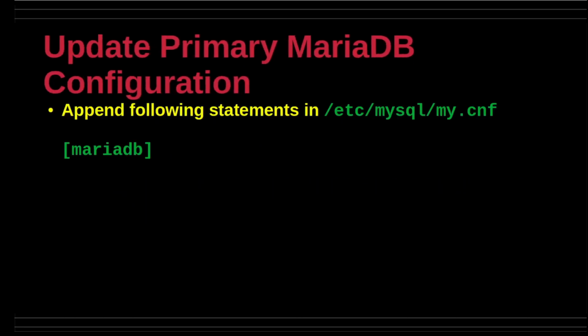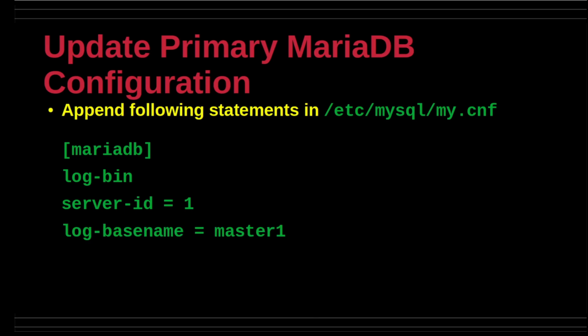The primary server requires two key changes to prepare for the replication process. First, the MariaDB configuration file needs some settings to enable replication. Second, MariaDB needs to enable permissions to perform the replication.